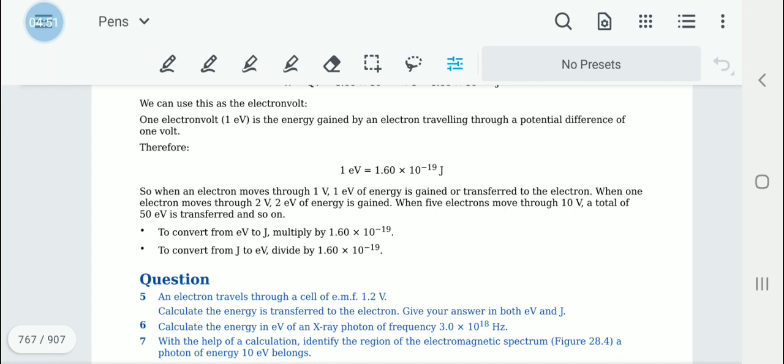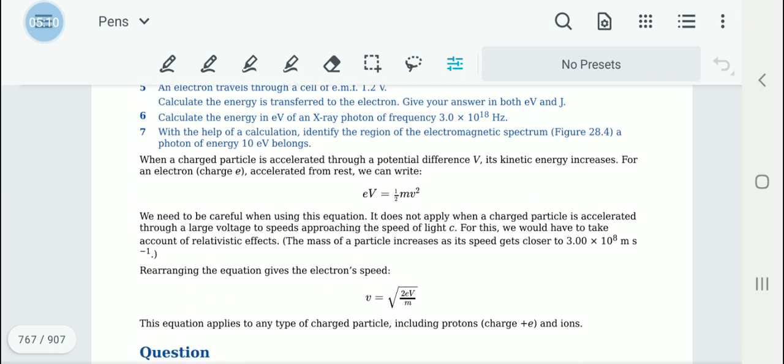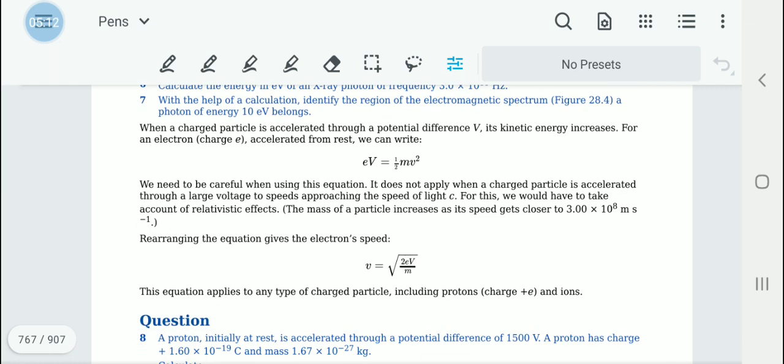Then leave a line, put a sign, and write down: to convert from electron volt to joule, multiply by 1.6 into 10 to the power minus 19. To convert from joule to electron volts, divide by 1.6 into 10 to the power minus 19. So now I would suggest that you do questions 5, 6, 7. If you have any difficulties, tell me.